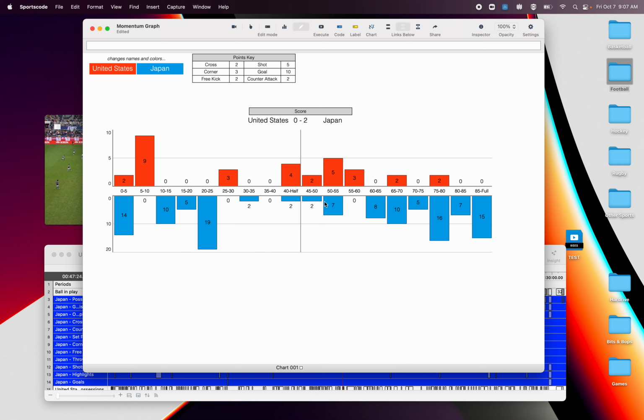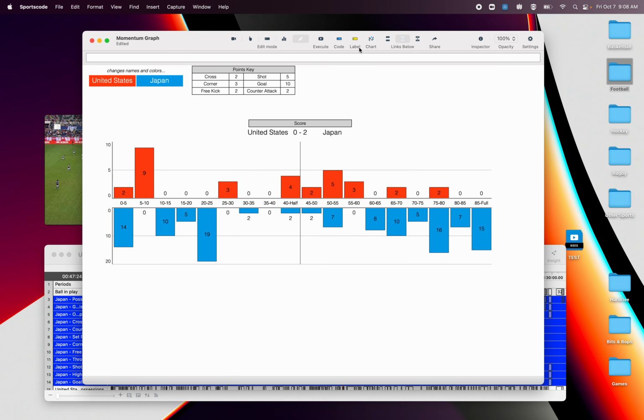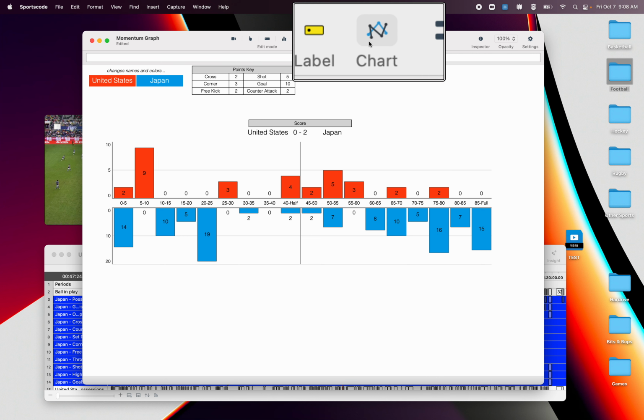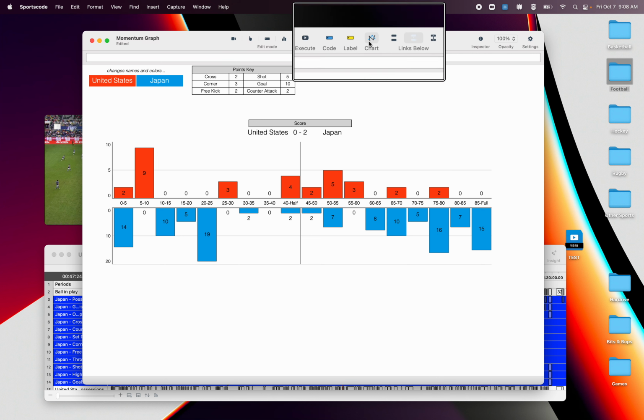So this is a momentum graph. And what a momentum graph does is it takes events from a timeline, quantifies them, and then shows that quantification over a period of time. Now I get asked quite often, as do my colleagues, about how to make momentum graphs. And what's really nice with the new addition of charts in Sportscode is it actually makes it a lot easier. And that's how I made this one.